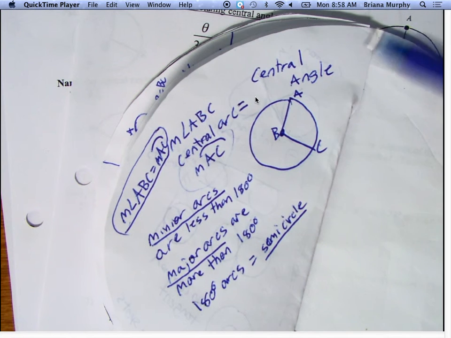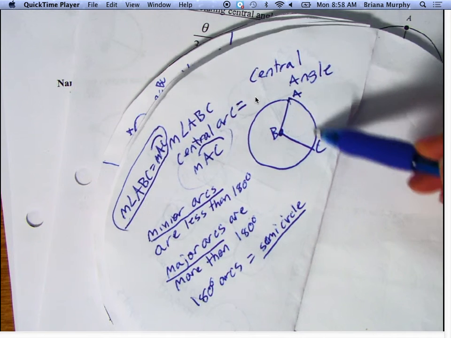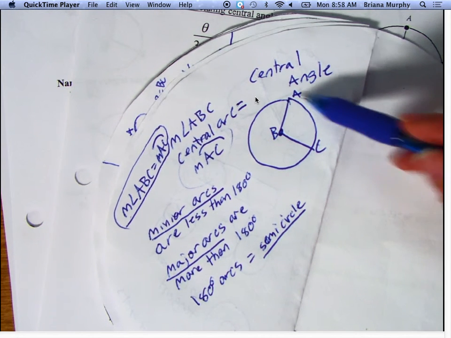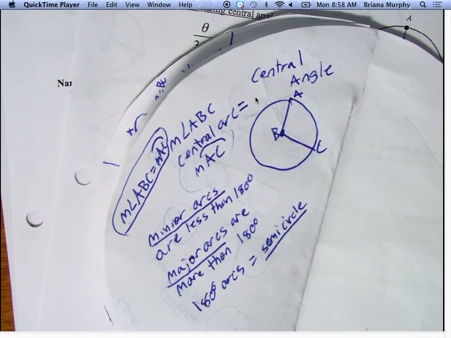Okay? The central angle does equal the arc. Arcs are on the outside. So arc AC is equal to angle ABC. Whatever degrees they are, they're the same.